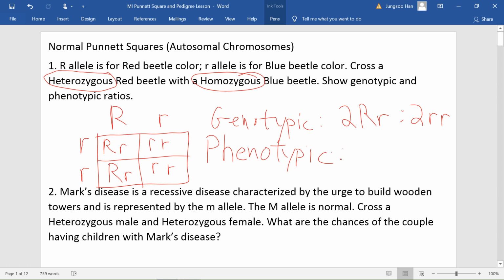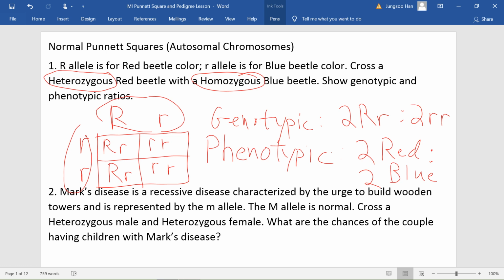Two of the four boxes inside the Punnett square are going to be red, and two are going to be blue. So this Punnett square shows that if this individual with that genotype and this individual were to have baby beetles, there is a 50% chance, or 2 out of 4, of having baby beetles with a red beetle color, and there's a 50% chance, because there's two little r boxes, of having a baby beetle with a blue shell.